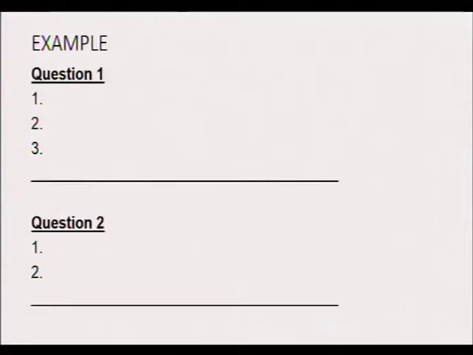Here is an example. Write question 1, underline it. Number 1, number 2, number 3. And please, this is very important. Draw a line through your question when you finished question number 1, and then do the same with question 2.